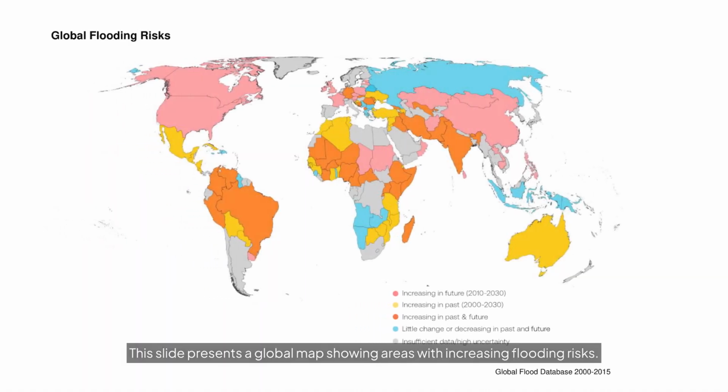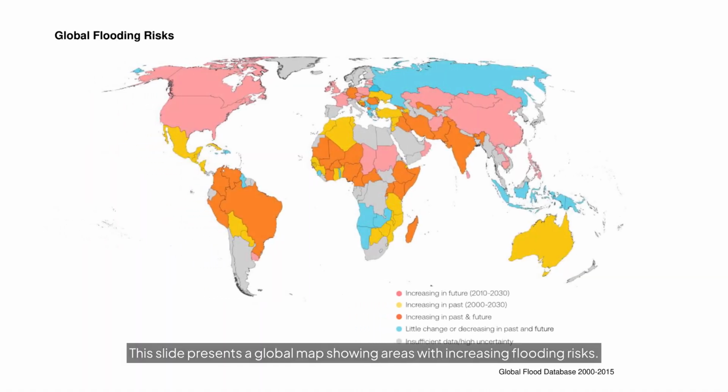This slide presents a global map showing areas with increasing flooding risks. Overall, many regions across the globe are experiencing rising flooding exposure by 2030. Understanding predictions helps planning and implementing flood resilience worldwide.